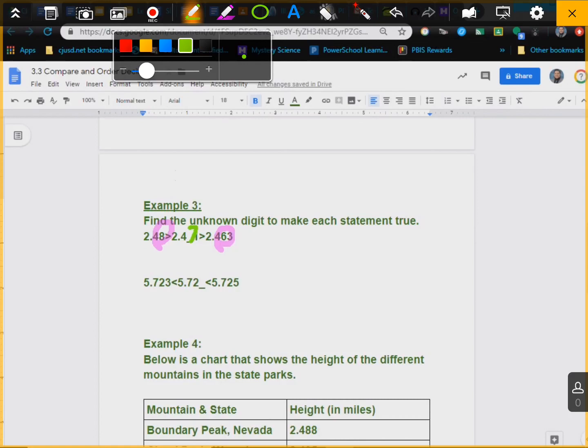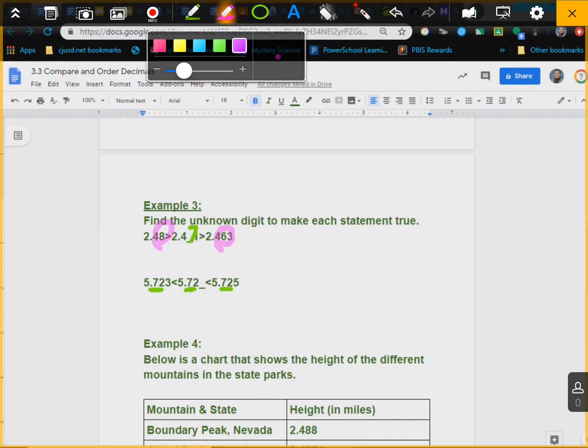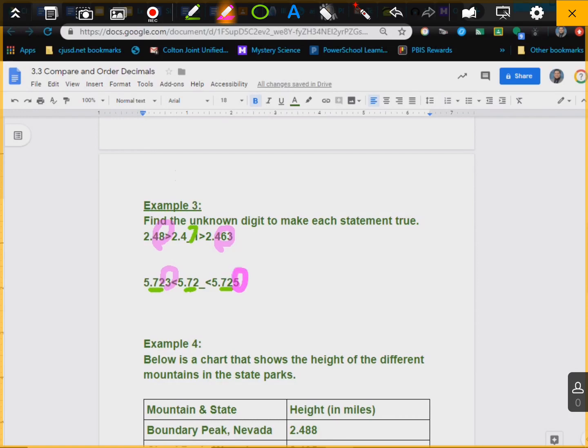So let's go to the last part of example 3. You get 5.723. Looks like that's the same as this here and this here. So it looks like what we're looking at is the thousandths. That's what we're comparing. So this one's a 3, and this one is a 5.